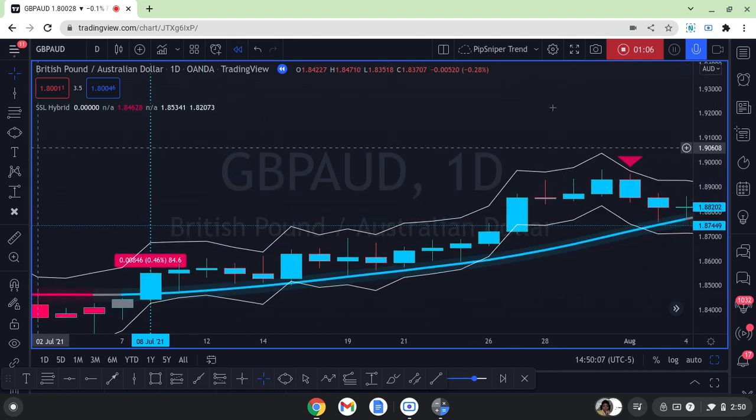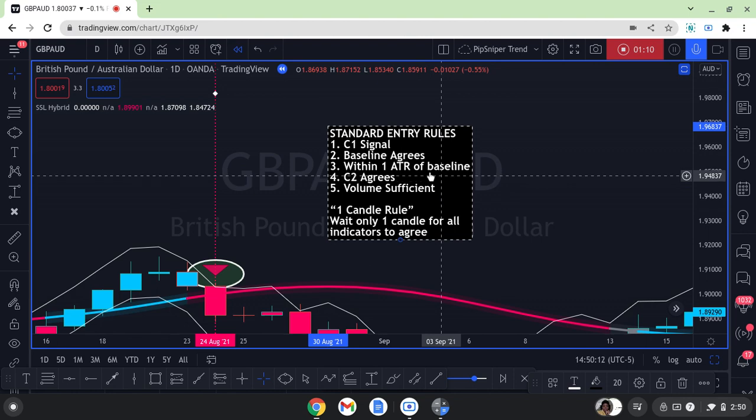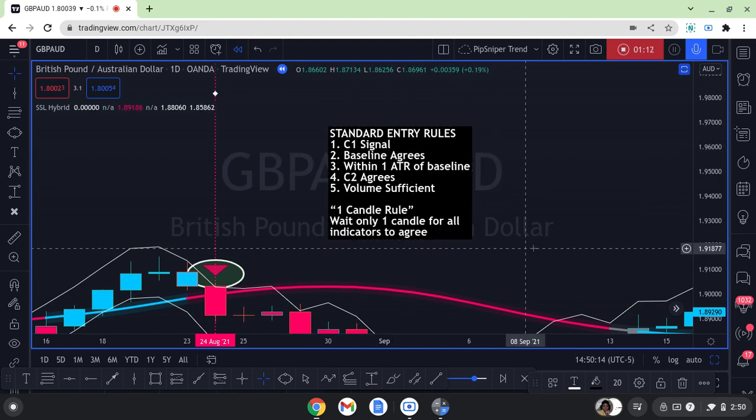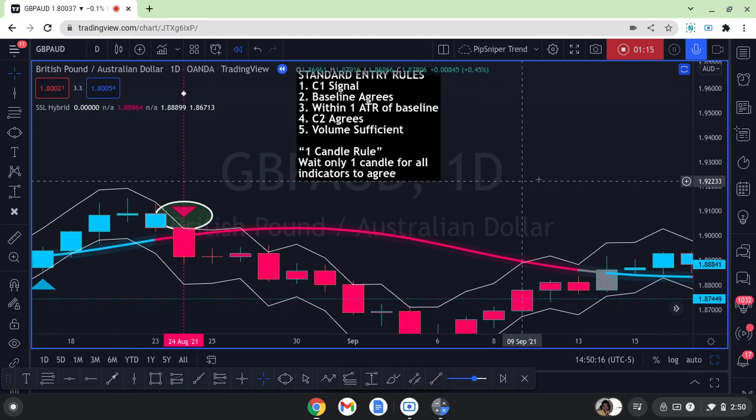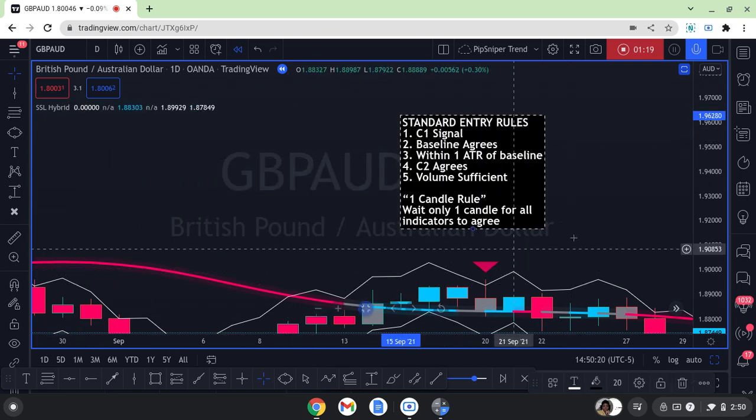So when you're writing down your rules for this trade algorithm, this system, your C1 signal is your first, your primary, your main confirmation. So the first thing we're looking for in a standard entry is the arrow.